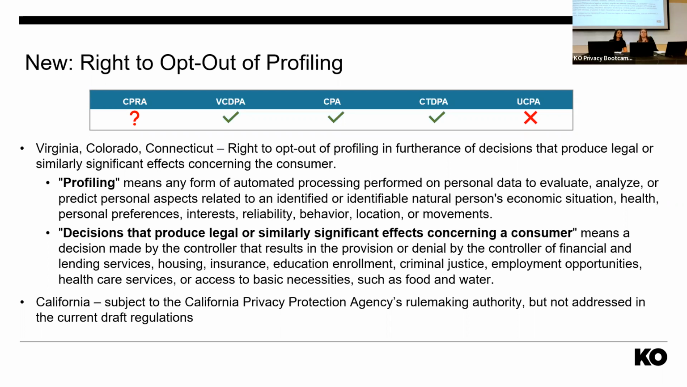Someone comes in and there's some type of automated processing that is determining whether or not a claim is covered on a health insurance policy. That's a very common example of the types of decisions that are being made that would trigger this opt-out right. So again, if your business has gone through any of these processes under the GDPR, it's going to be a similar process under these other states.